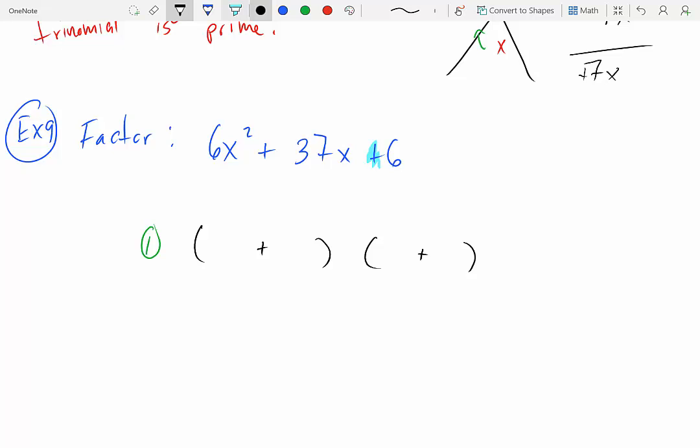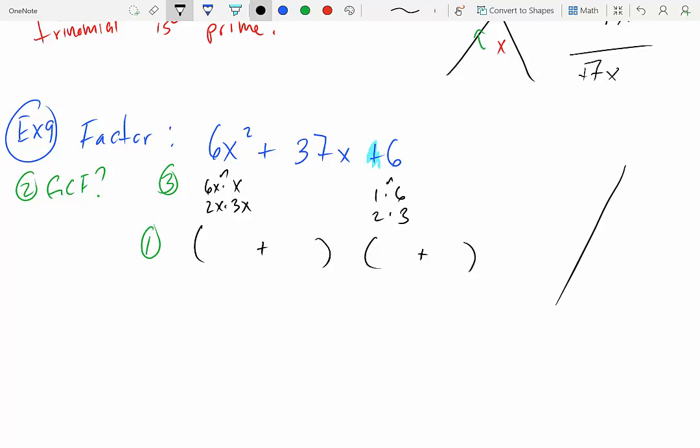Our second step is, is there a GCF? Nope, there is not, so let's move on. Our third step is to factor a and c. So we have 6x times x, 2x times 3x, and c, we have 1 times 6, and 2 times 3. So we're going to pick the smallest numbers first, and then work our way up if we have to. So let's draw our x for step 4.